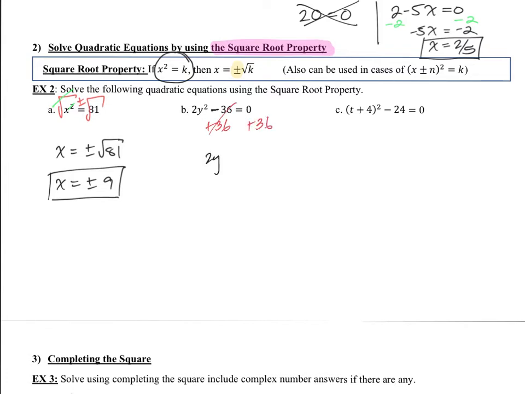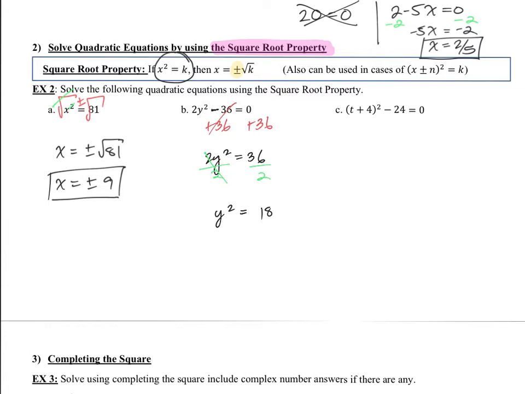And we have 2y squared equals 36. Now, still getting y squared by itself, dividing both sides by 2. Then we have y squared equals 36 divided by 2. And 36 divided by 2 is 18. Okay, now it is in the perfect form for the square root property.